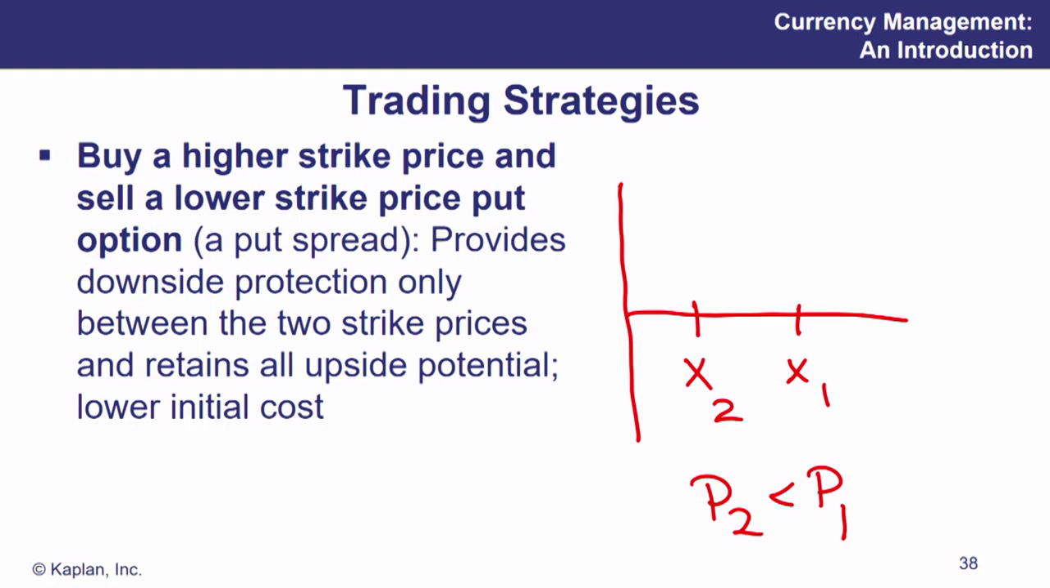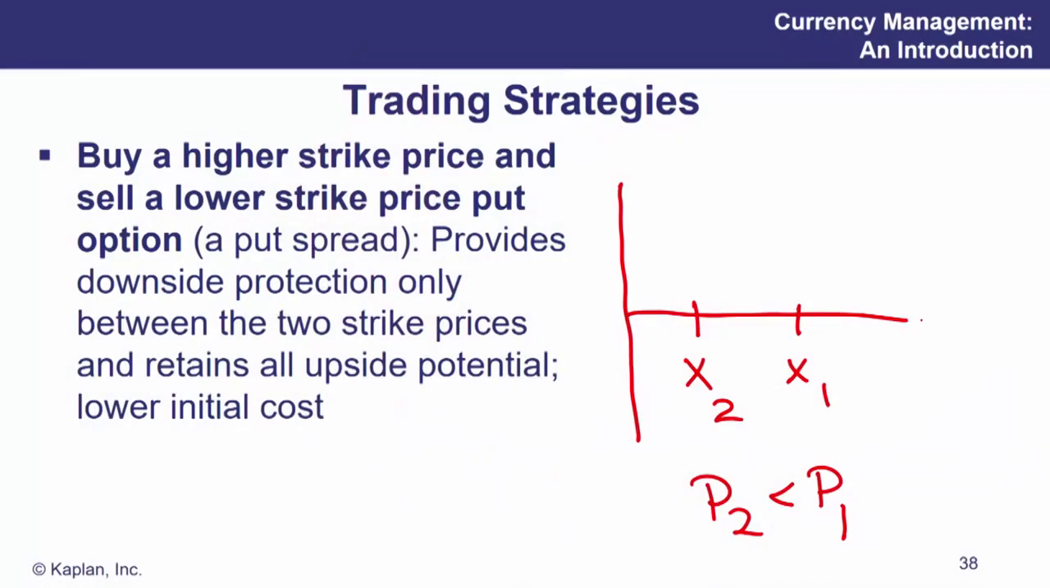I'm selling P2, receiving that. I'm buying P1, so that's going to cost me money. And because P1 is more expensive, my position will have a net positive outflow as a result, but it will be a little less than me just buying P1 and only doing that. But because it has a lower initial cost, it's also going to give me a lower amount of protection.